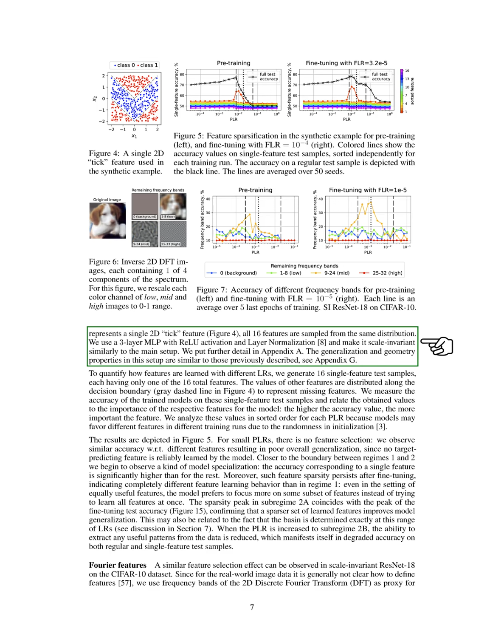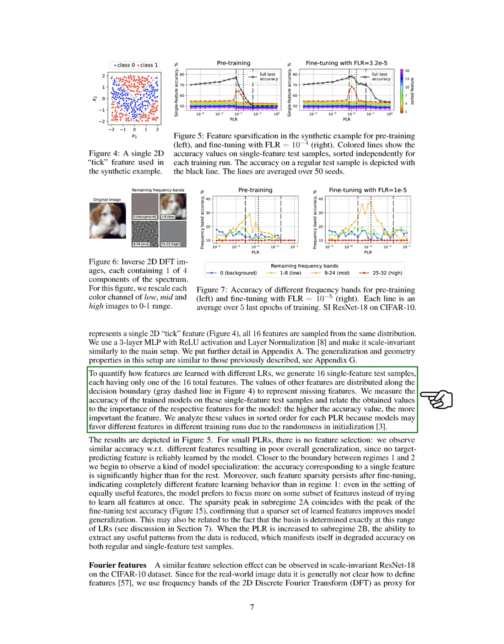We work with data vectors that have 32 dimensions, where each pair of coordinates represents a 2D feature, and all 16 features come from the same distribution. We utilize a 3-layer multi-layer perceptron, MLP, with ReLU activation and layer normalization, ensuring it is scale invariant like our main setup. More details can be found in the appendix. The generalization and geometry properties in this setup align with what we previously described.